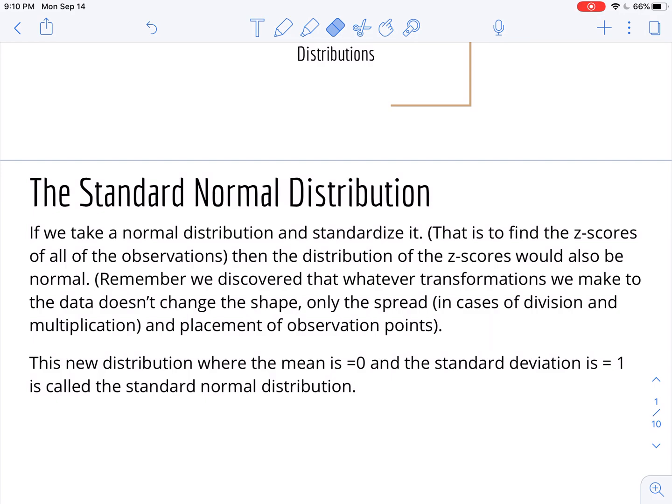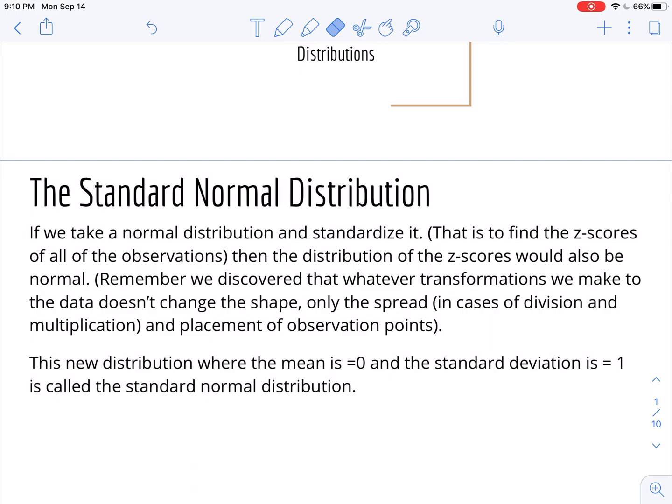When we turned everything into z-scores, we saw that the shape and the general description of the graph was the same. We changed our mean, we changed our standard deviation, we changed the spread, we changed where it was on the number line, but what we did not change was the shape of the graph. That graph still had the exact same principles regardless of what we subtracted or divided from it. So the shape stays the exact same.